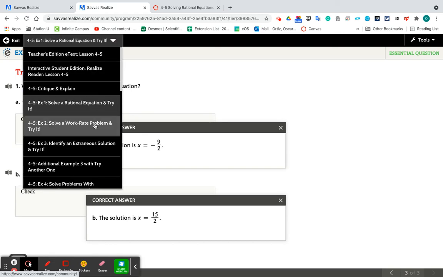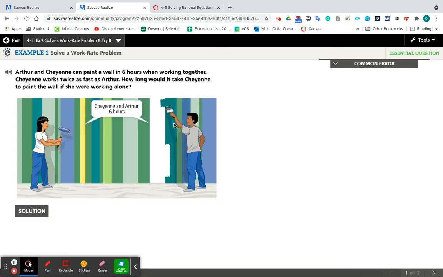I'm going to go over example number 2, which is about solving a work rate problem. It is about two or more people doing the same work, collaborating with each other. In this case, Arthur and Cheyenne can paint a wall in 6 hours when working together. But Cheyenne works twice as fast as Arthur. So how long would it take Cheyenne to paint the wall if she were working alone?